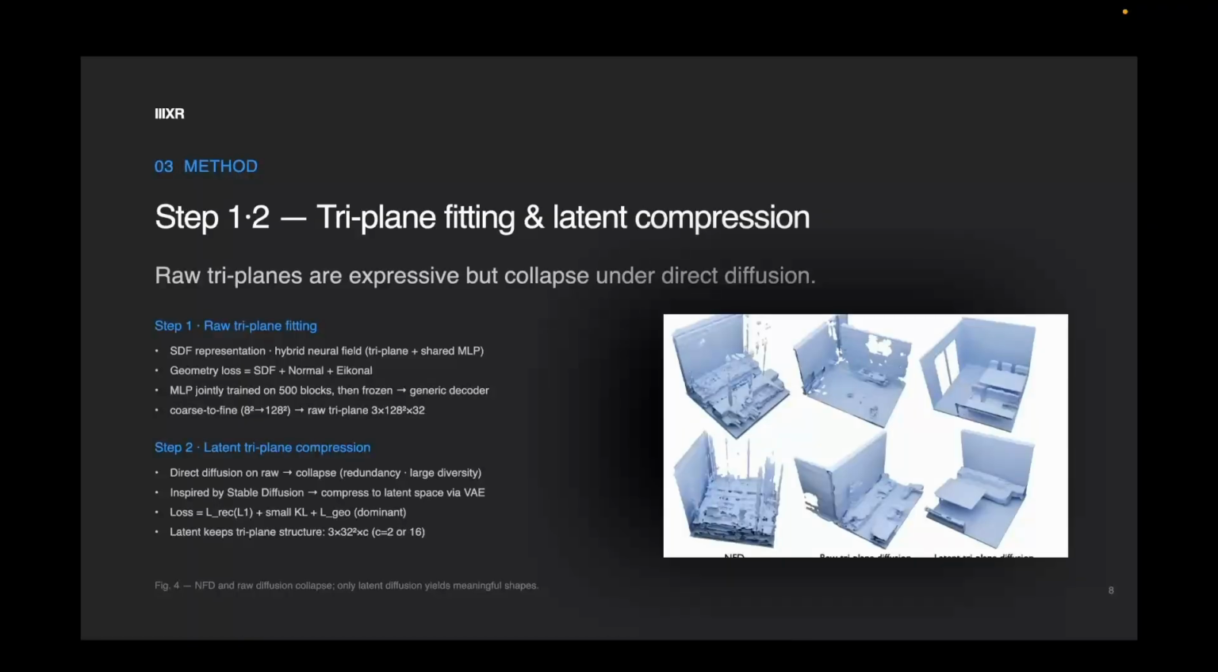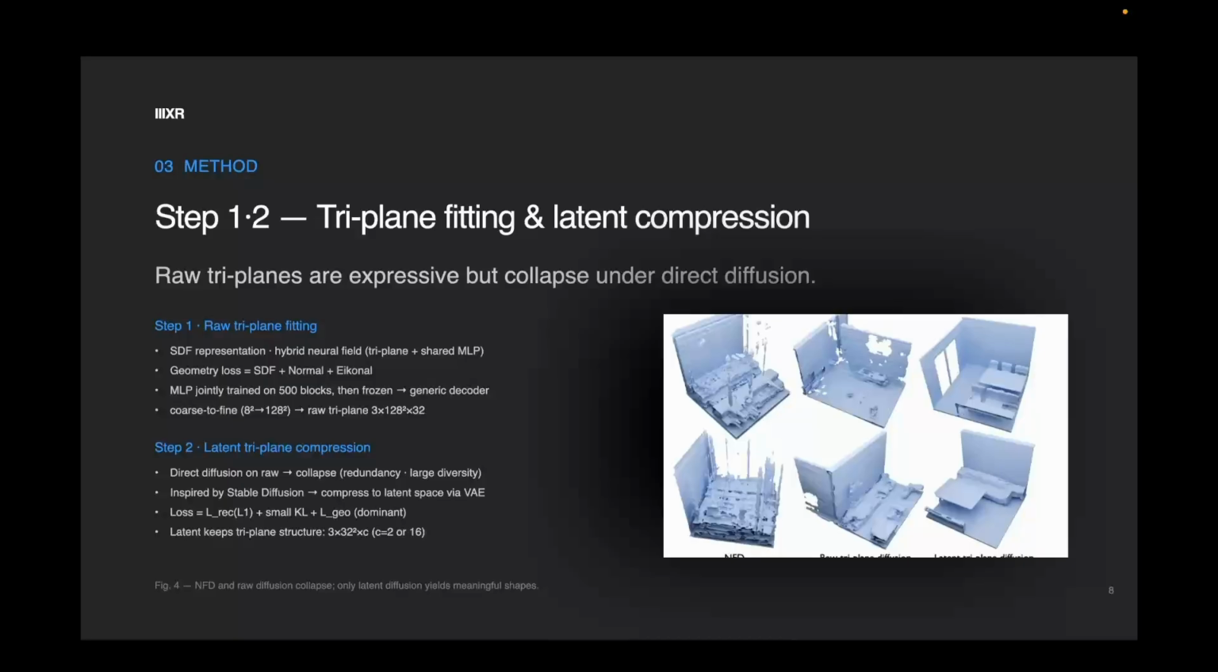Stages 1 and 2 in detail. In Stage 1, shape is an SDF in a hybrid field. The tree-plane carries geometry features and a shared MLP decodes the SDF. They train with SDF, normal, and Eikonal losses, jointly feeding the MLP on 500 blocks and freezing it as a generic decoder, and use a coarse-to-fine schedule ending at a 3 by 128 squared by 32 row tree-plane.